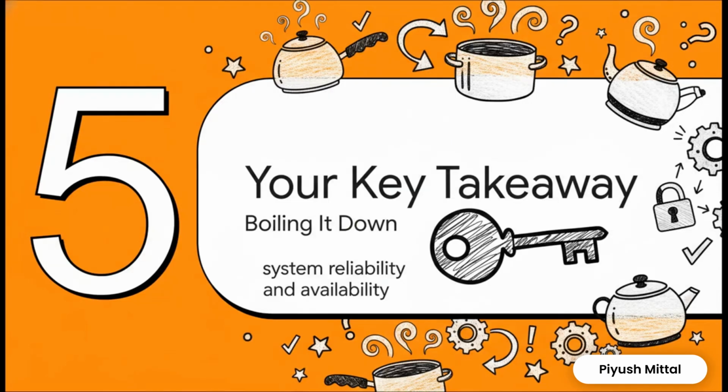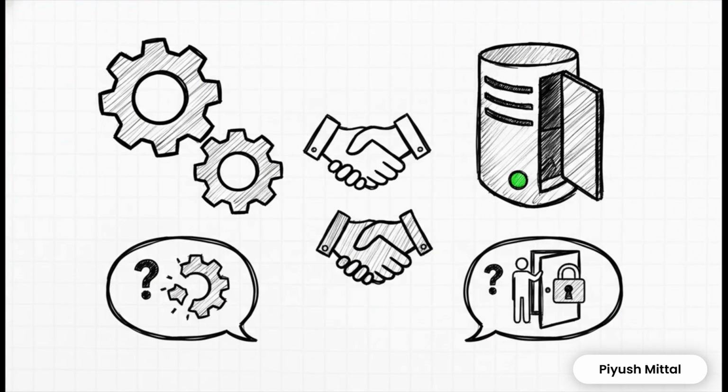All right, we've covered a lot of ground. So what's the one thing you absolutely need to remember from all this? Let's boil it all down. It's this simple. Reliability is about quality. It answers the question, does it work right? Availability is about access. It answers the question, can I get to it? And you absolutely cannot have a great product or a happy customer unless you have both.